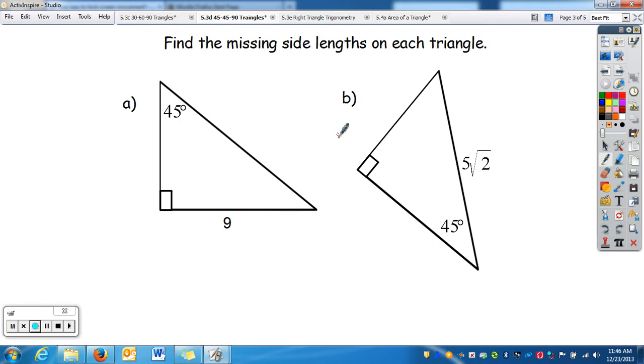So let's look at some examples. We have a 45 side, so this is x. Then this side is x, and this is x root 2. I like putting the ratios in there because it helps remember what I'm looking for. So this side is 9. That makes this side equal 9. And then x is 9, so this is 9 square root of 2.